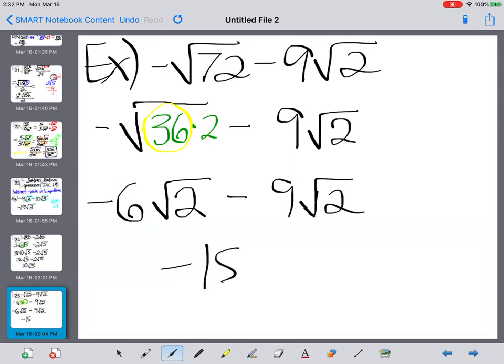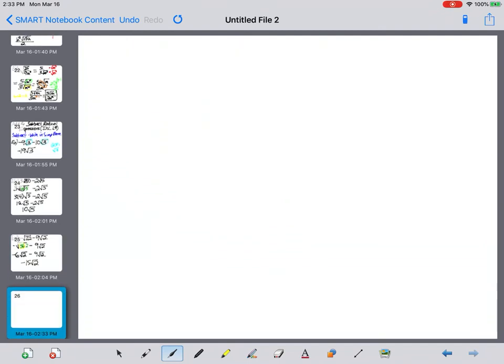So negative 15 on the square root of 2. Okay, let's do one more. These really aren't that bad. So one more example. Let's try to do another example.